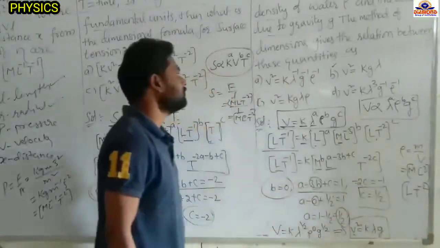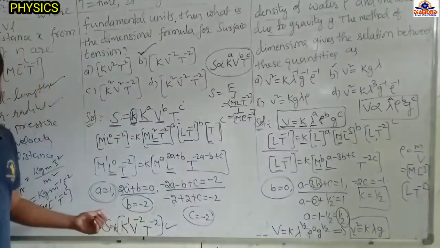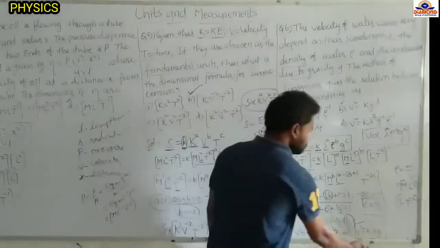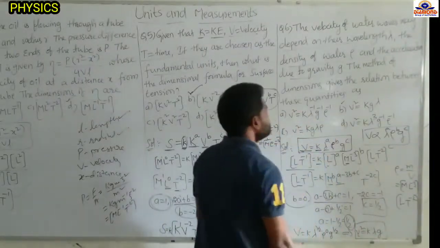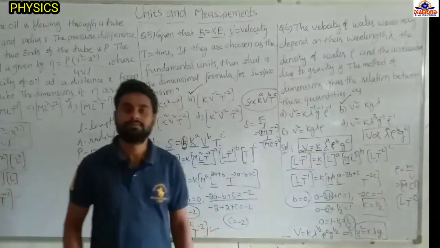So in this question they included the dimensional constant, but in the previous question they didn't include the dimensional constant, that's why take care about this one. So v square equal to k lambda g, that's what we got. B option is the right answer.